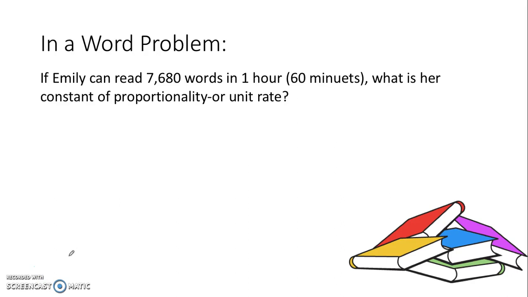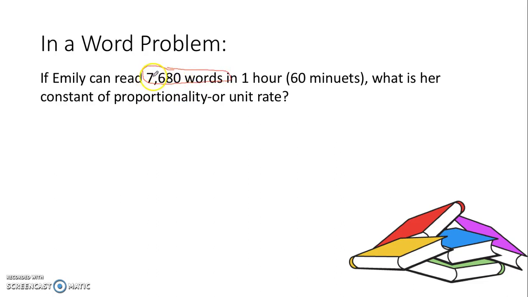So if Emily can read 7,680 words in 1 hour, which is 60 minutes, what's her constant of proportionality? Or what's her unit rate? How many can she read in 1 unit or in 1 minute? So let's underline or circle. You can do it in different colors. You can circle one, underline the other.